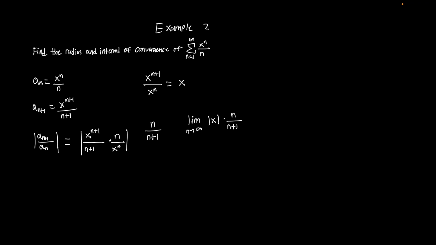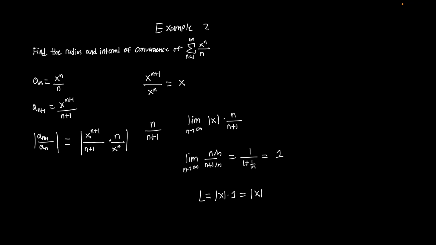Treat it like a constant. So let's focus on the limit as n approaching infinity of n over n plus 1. Now if you know, this just equals 1, but if you don't, we can just divide everything by n really quick. That's just 1 over 1 plus 1 over n. 1 over infinity is just 0. So 1 over 1 plus 0 is 1. 1 over 1 is just 1. So your limit is just equal to absolute value of x times 1. Or you can just say absolute value of x.